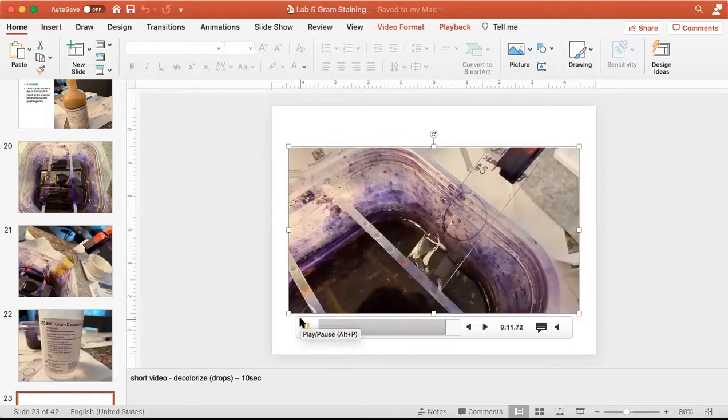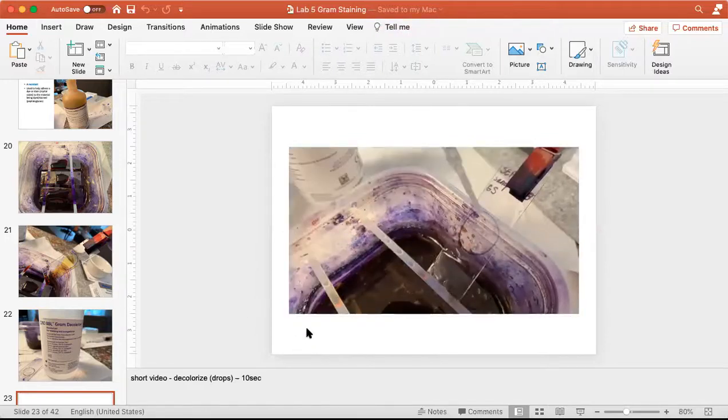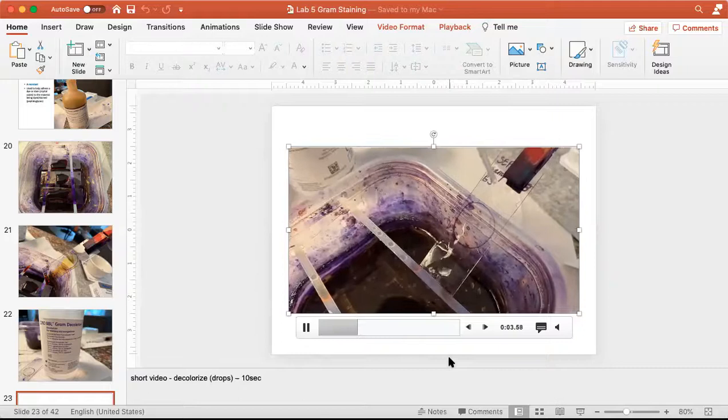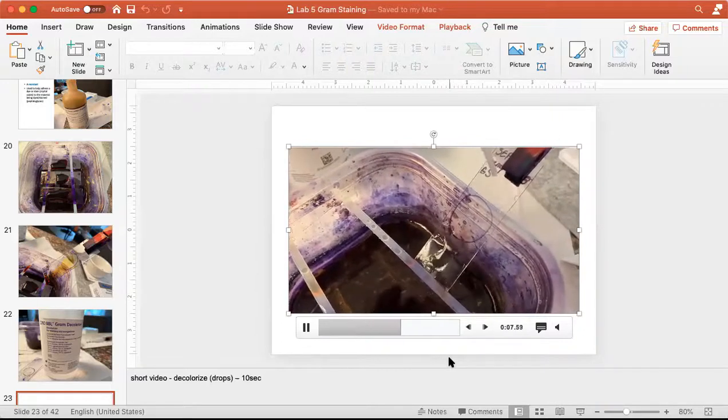But I'm just putting droplets of decolorizer on here. I'm not doing what I did with the stains. I'm not putting a big puddle of decolorizer on top of this. All right, just drip, drip, drip, drip, 10 seconds. And that's all I need to do.